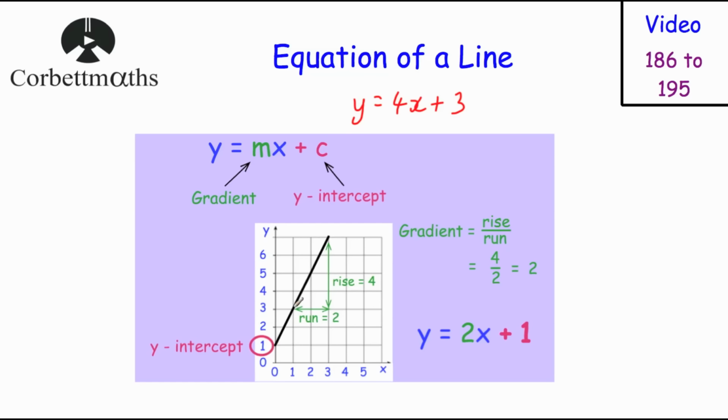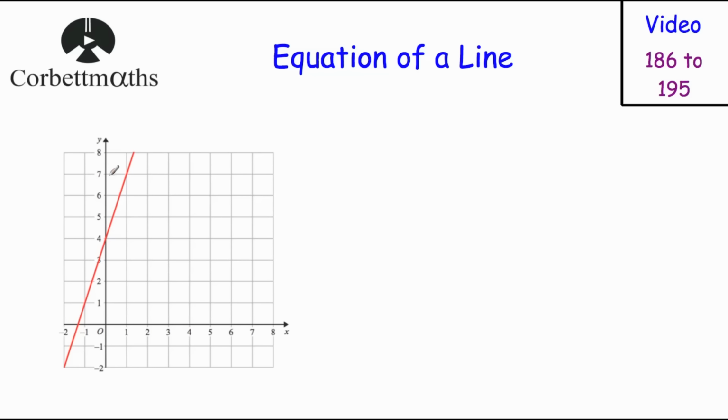For every 1 you go across, it goes up 2. So the gradient of this line is 2, and the equation of this line would be y equals 2x plus 1. So let's find the equation of this line that's been drawn on the grid. We know it's going to be in the format y equals mx plus c.